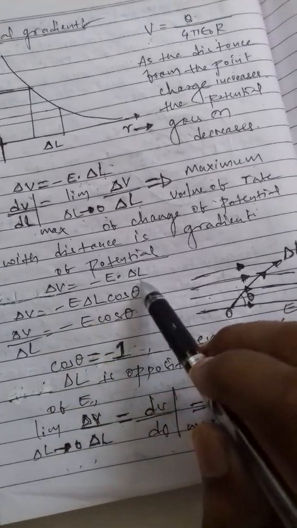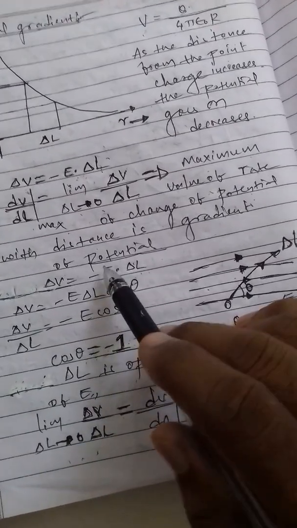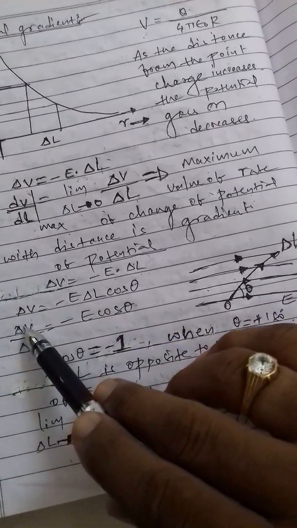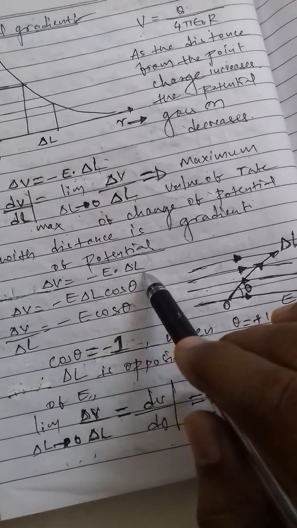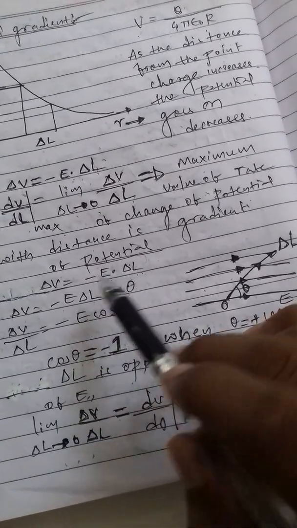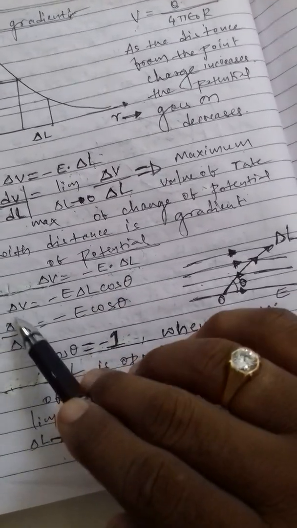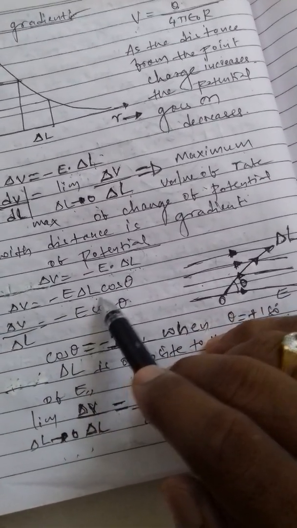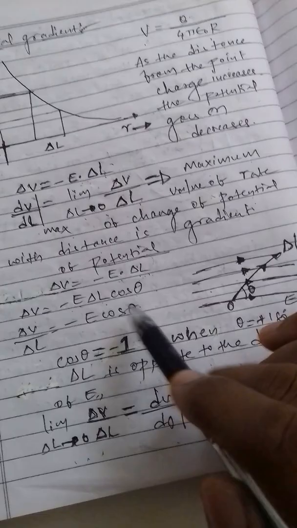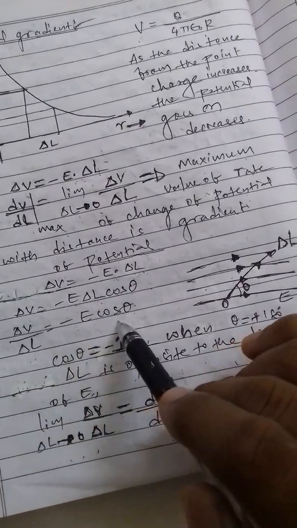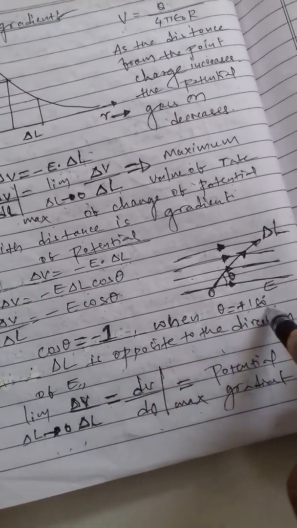So delta V is equal to minus E dot dl. I shall write that equation according to the dot product property. It can be written as delta V is equal to minus E delta L cos theta. So that delta V upon delta L is equal to minus E cos theta. Cos theta is equal to minus 1 and theta is equal to plus 180 degrees.